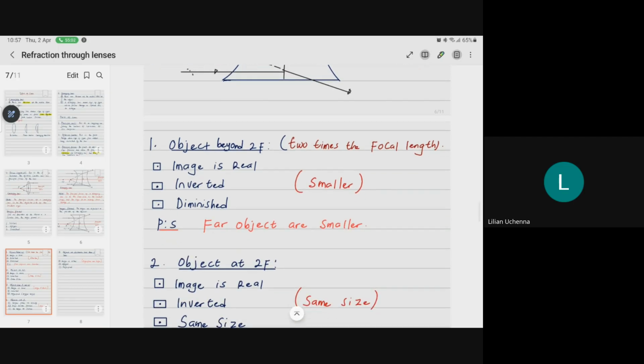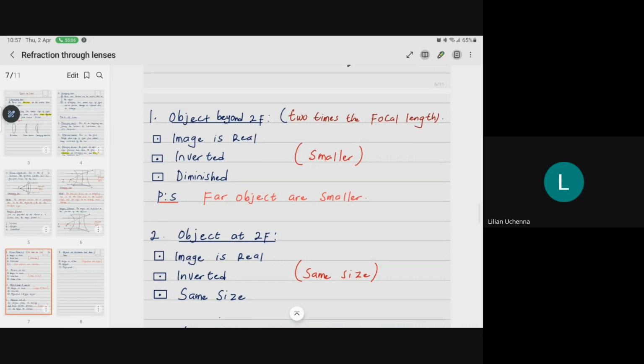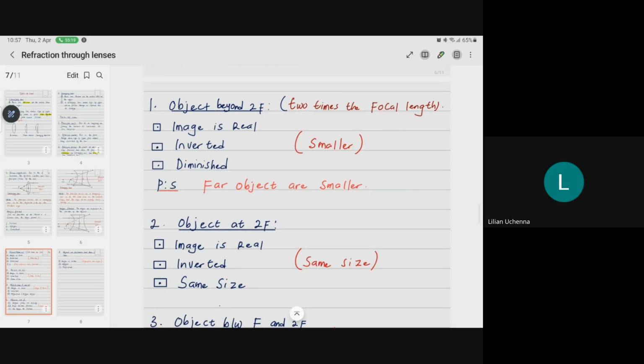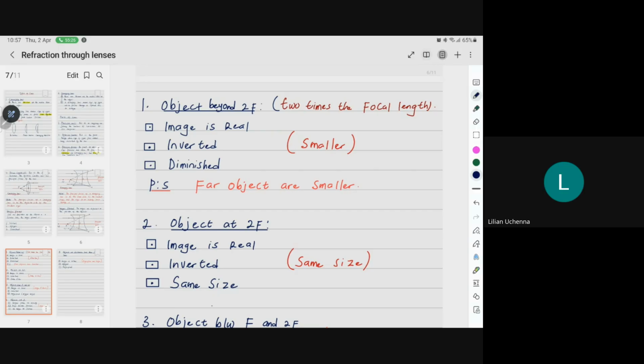All right. So now the next one is object at 2f. If the object is at 2 times the principal focus, which some persons will say 2 times the distance, which is the focal length. All right. 2 times your focal length. If the object is at 2 times the focal length, what happens at that point? The image is still real, the image is still inverted, but this time around, the image is what? Same size.